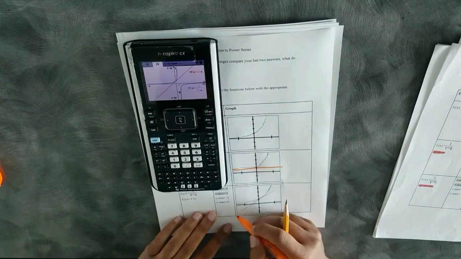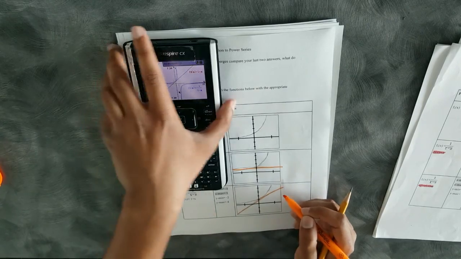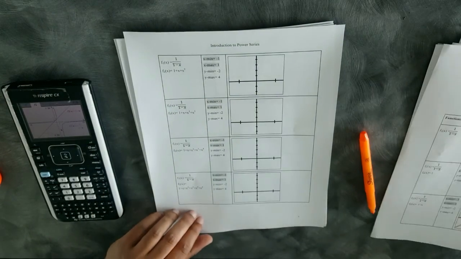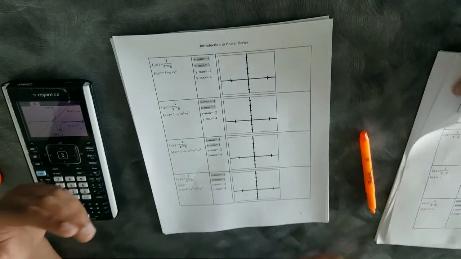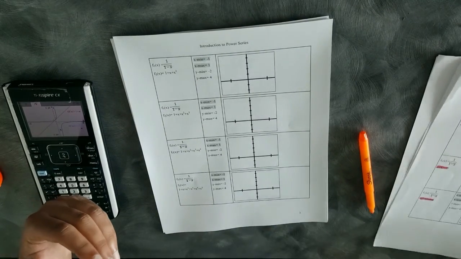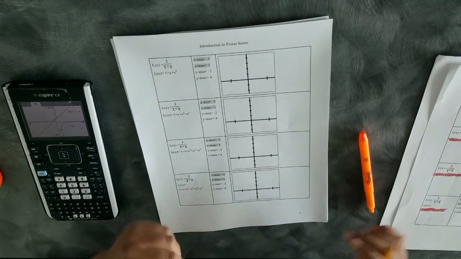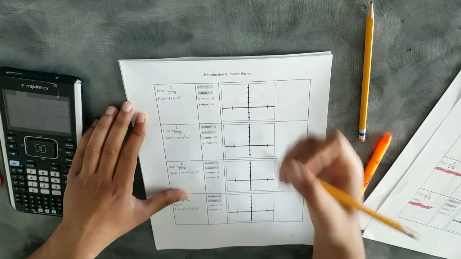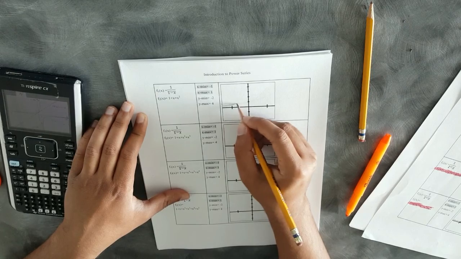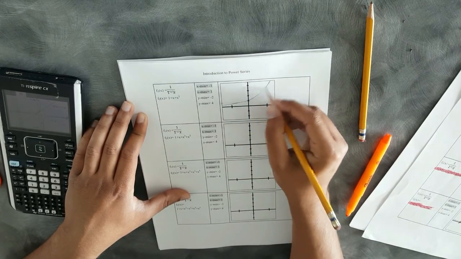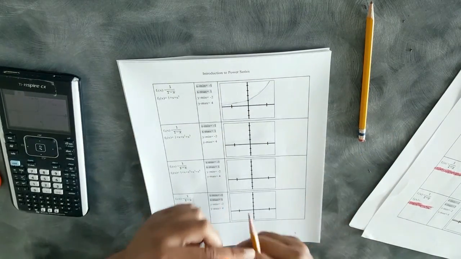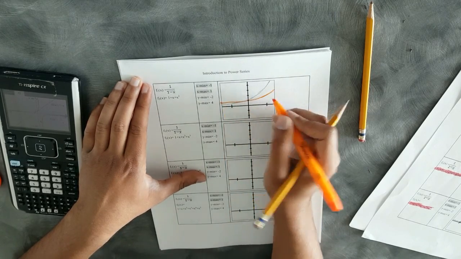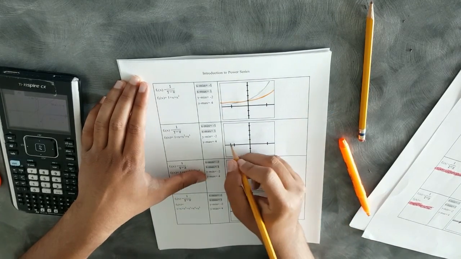Let's do this one highlighter. And then we can keep adding terms until we get a very close approximation to what the original function is. So as we can see, as we keep adding terms, the approximation gets closer and closer to the actual function. So in this case, the function would look something like this. Still kind of far, but we get closer every time we add a term.